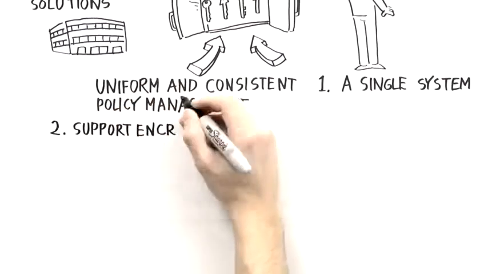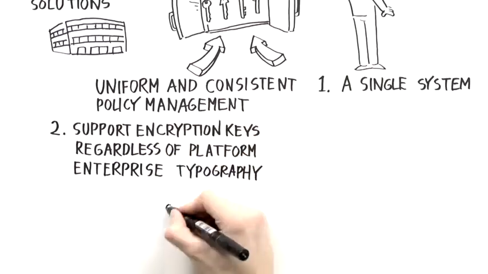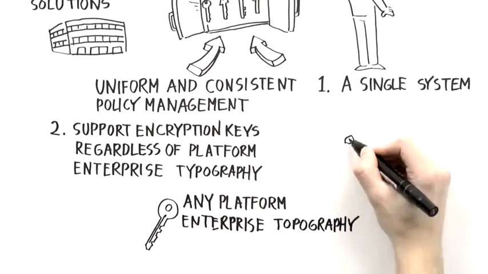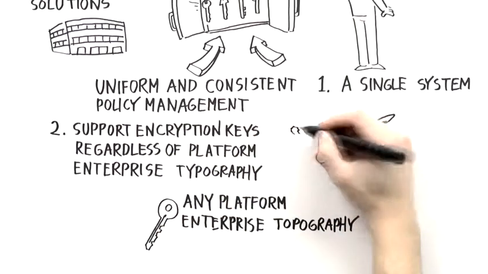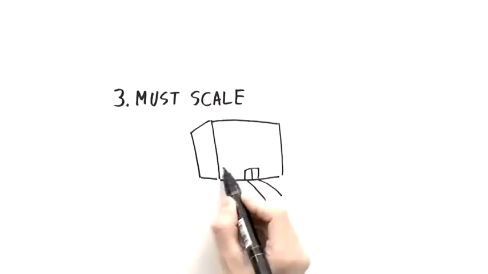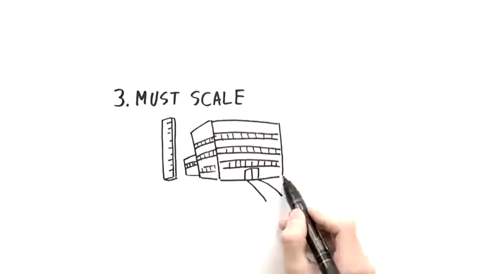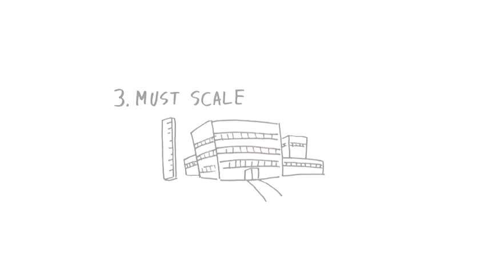Second, it needs to support encryption keys regardless of platform and enterprise topography. It should be versatile enough to handle encrypted data in the traditional data center as well as in the cloud. Third, it must be able to scale to ensure that as your enterprise grows or evolves, your enterprise key management system grows with you.